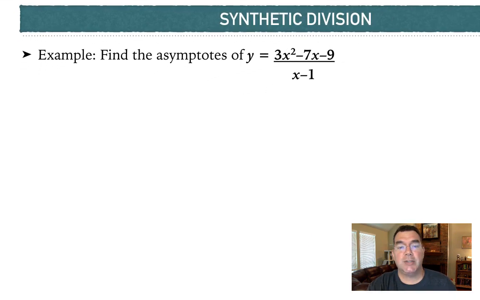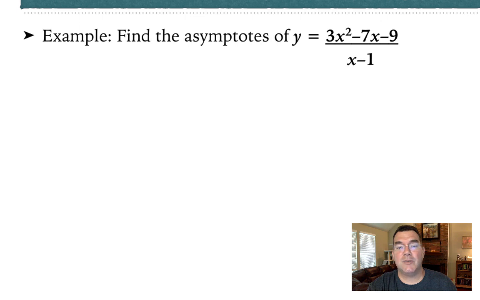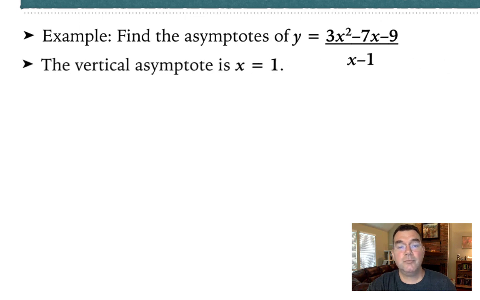Okay, so let's say I needed to find the asymptotes of y equals 3x squared minus 7x minus 9 all over x minus 1. Well, obviously the vertical asymptote is x equals 1 because that's the x that would set the denominator equal to 0. Now, for the horizontal or slant or worse, I'm going to do synthetic division.